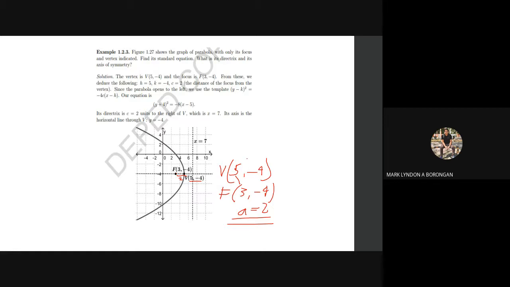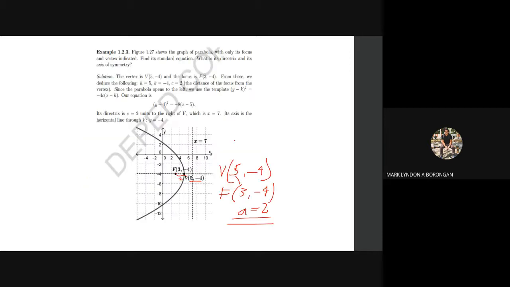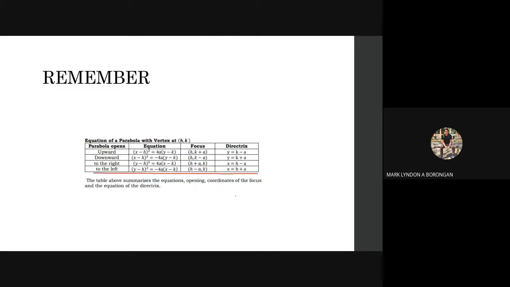So, from the vertex, we have the vertex at 3. The focus is at H and negative A. So, our H here is 5, H is 5 and also K is equal to negative 4. Now, we have H, we have K, and we have A.